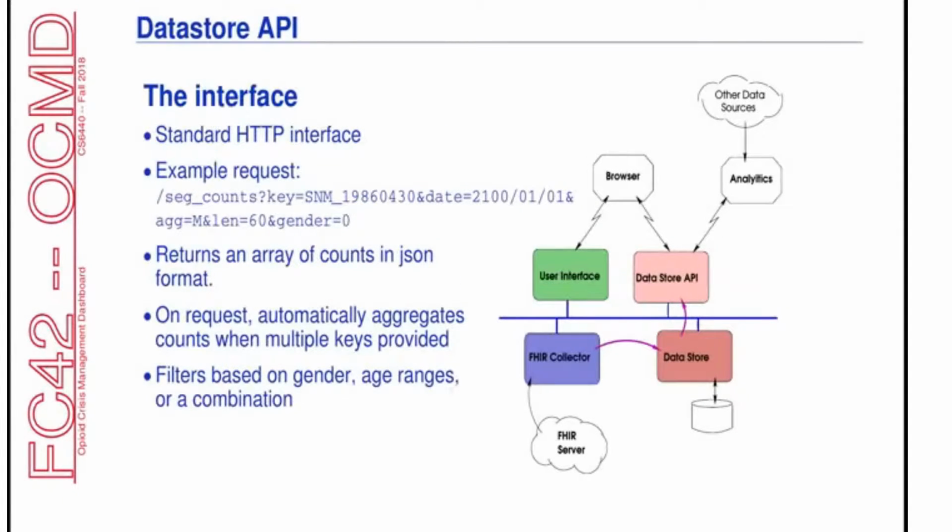The standard interface is via HTTP. The request is as you might expect to see in a standard URL. Counts are returned as JSON, and on request, the counts can be aggregated if multiple keys are given. Filters based on gender and age ranges are also provided by the Data Store API.